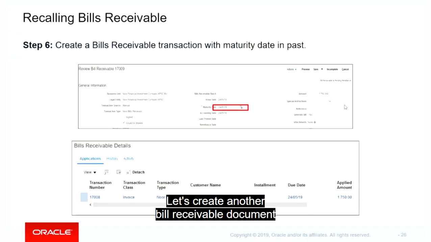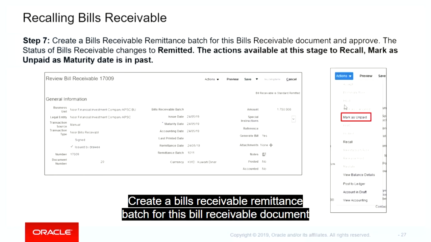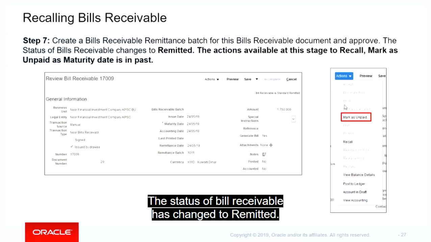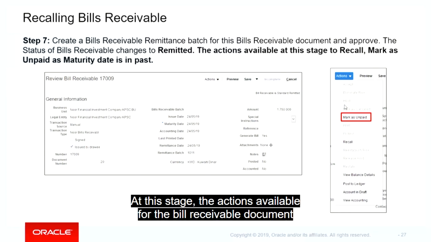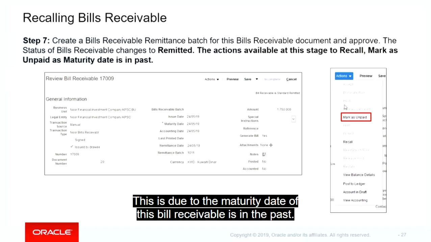Let's create another bills receivable document with the maturity date in past. Create a bills receivable remittance batch for this bills receivable document and approve the same. The status of bills receivable has changed to remitted. At this stage, the actions available for the bills receivable document are recall and mark as unpaid. This is due to the maturity date of this bills receivable being in past.